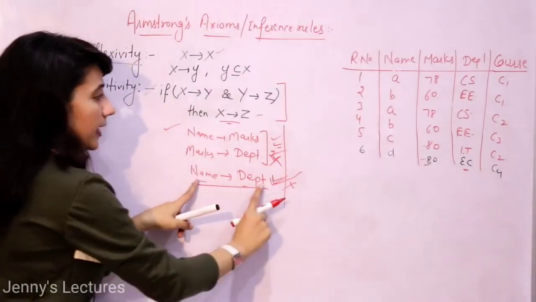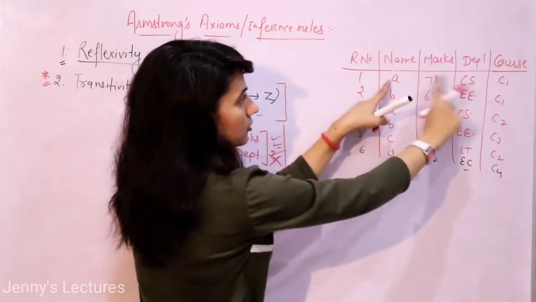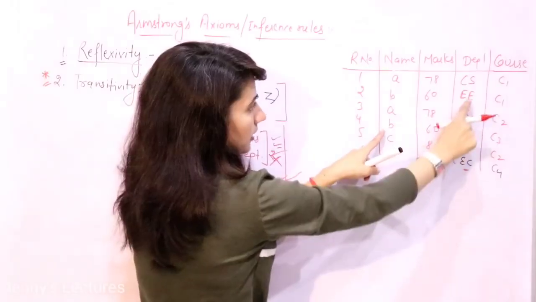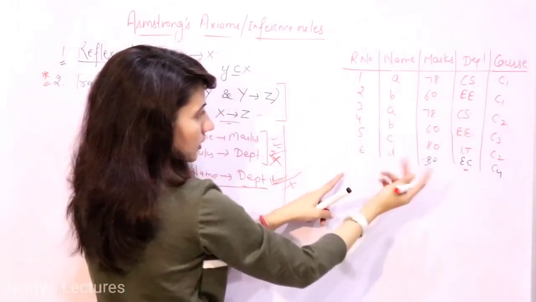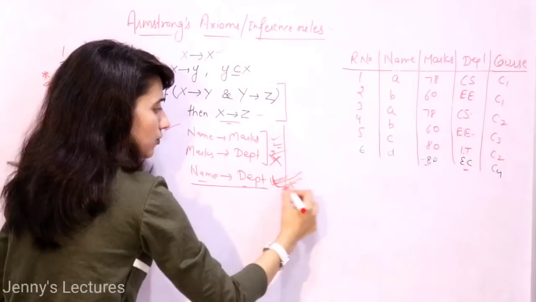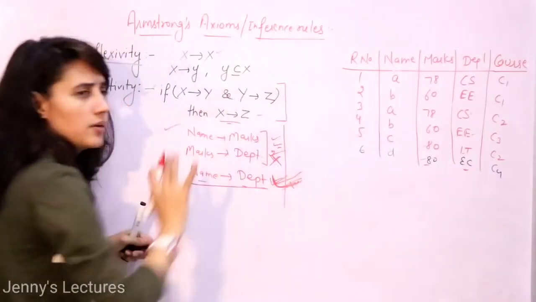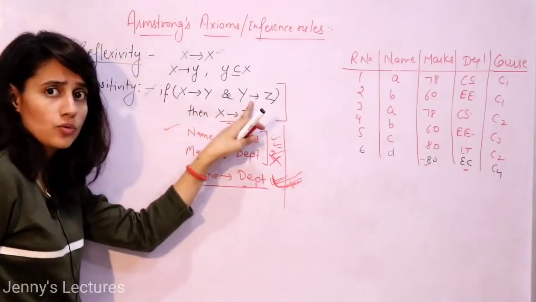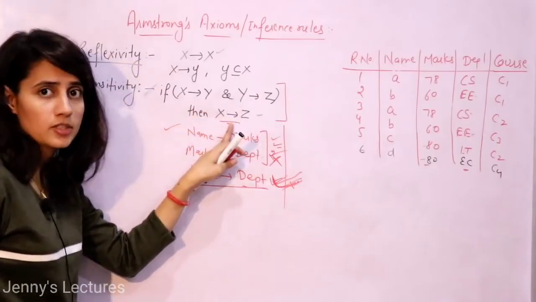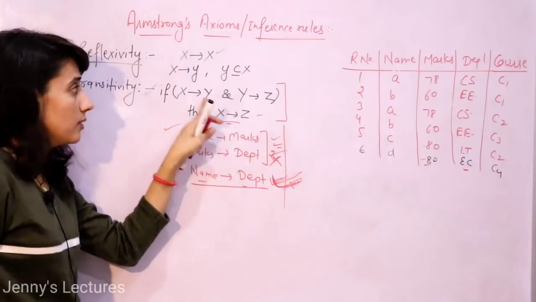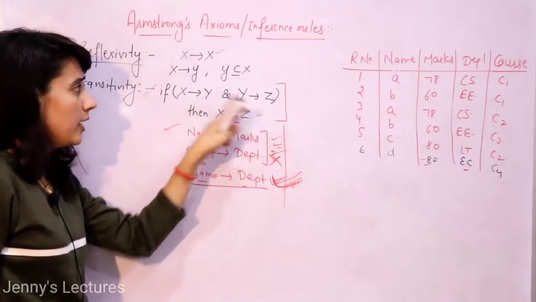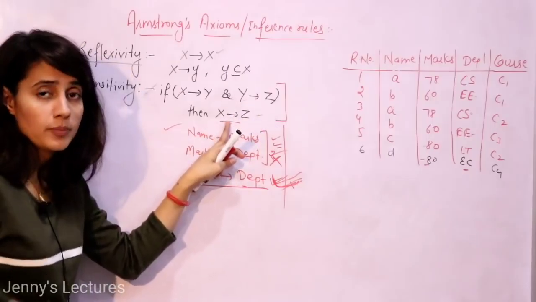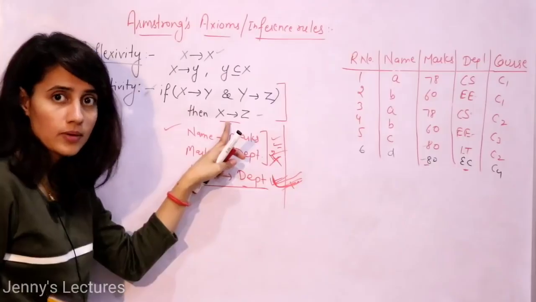You can check name to department. Name determines department. See, here A and A are the same, and the Y value is also the same. B and B are the same, this value is also the same, and we don't have any repeating value, right? So this functional dependency still exists on this table. This is actually the transitivity property. If this and this are true, then definitely this functional dependency would be there, right? If maybe any one of these is not there, then we cannot say that this is also not true. It may or may not be true, we can't say, right?